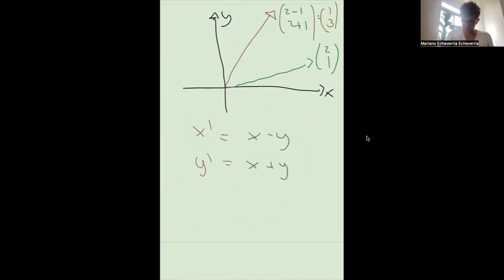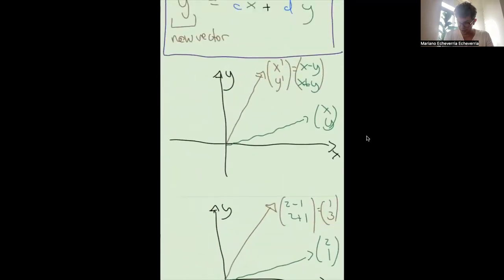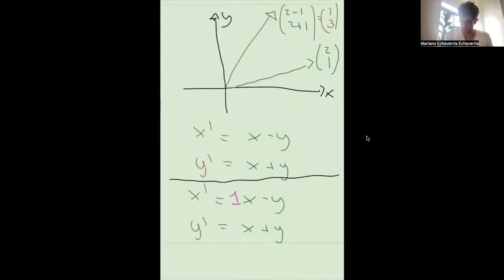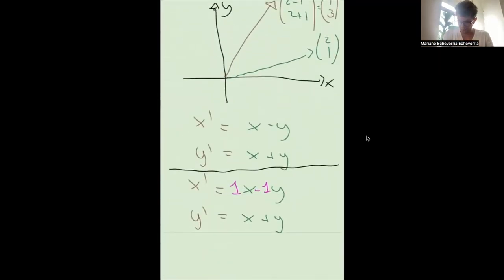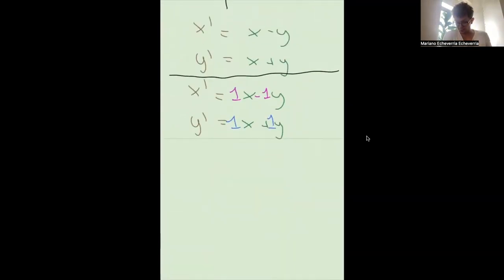Well, what are the entries that you see here? What's multiplying x? The thing that's multiplying x is the number 1. So you can write this as 1x minus 1y. And then you can write this as 1x plus 1y. So you see, secretly in this formula, we have the numbers 1, 1, 1, 1, 1, and 1. So what I'm saying is that the matrix corresponding to this operation is going to be 1, -1, 1, 1. Is that making sense?